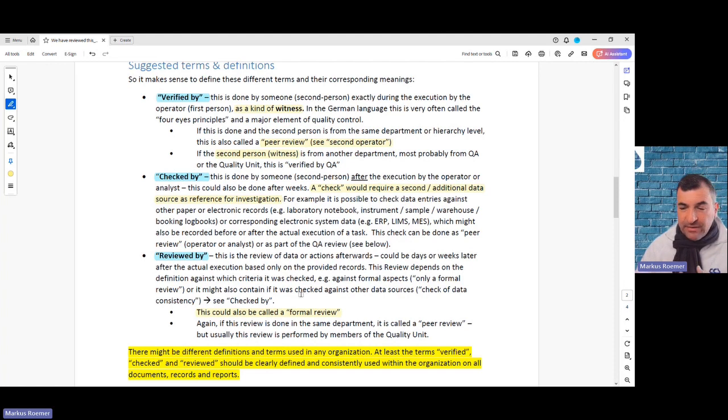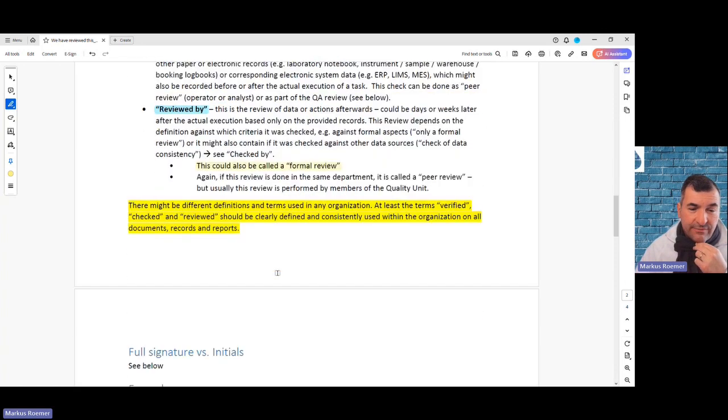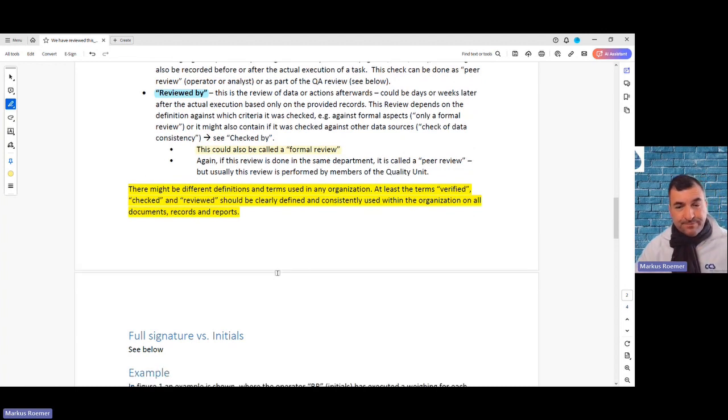So again, this is my own interpretation: verified, checked by, reviewed by. I think about that during the implementation of electronic systems. I have a few on records and reports during audits, or if you prepare for an inspection, that you should know what is the meaning of the signature and that you are very clear within your own organization what terms and definitions you are using.